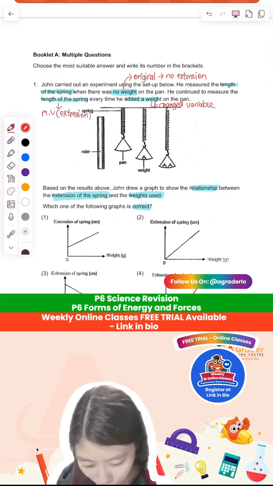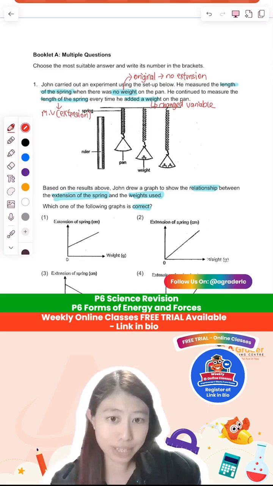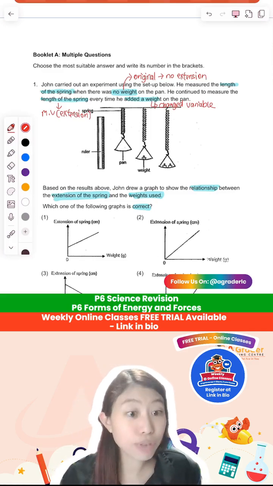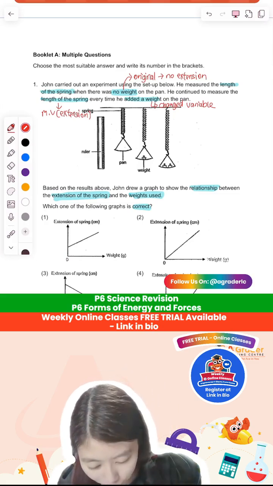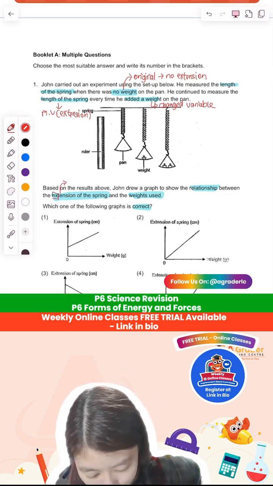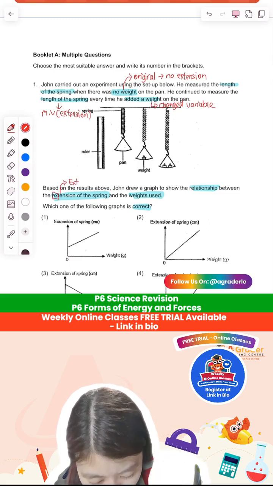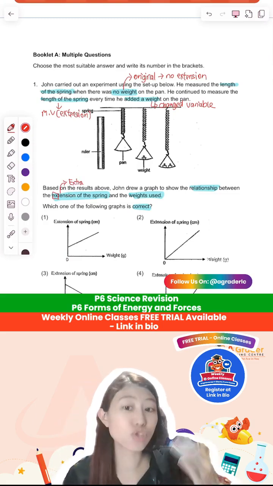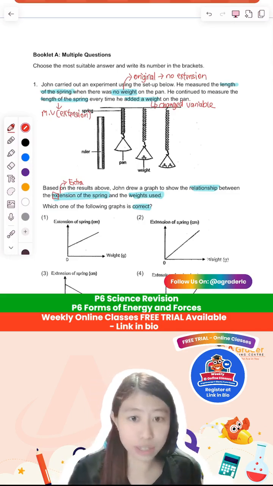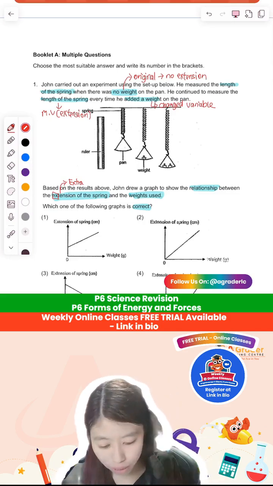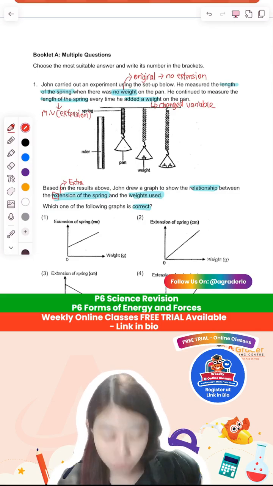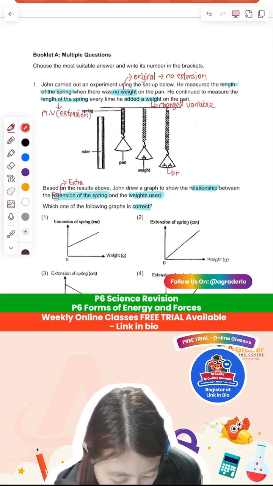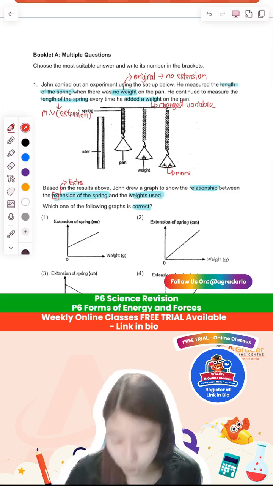Take note that when I'm finding out extension, yes, very good. Those of you who don't know what's extension, look out for the word EX, extra. Extra means how much longer did the spring become. For this, you will notice that, as I put more weights, what happened to extension?